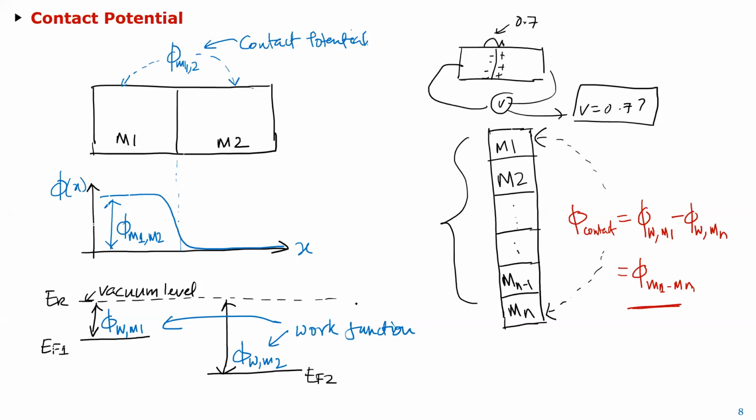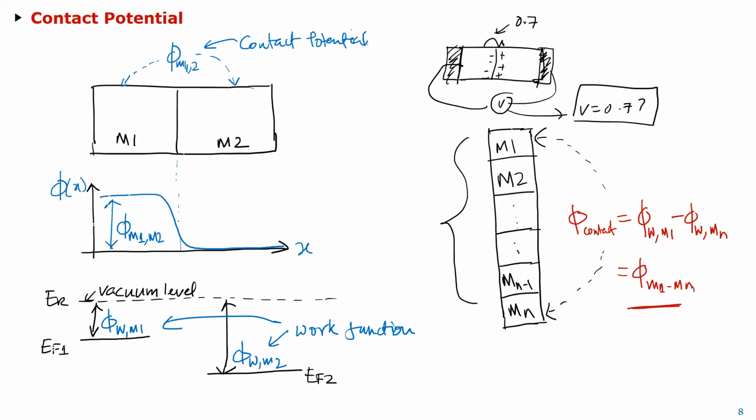Because when we connect the voltmeter, the two contact potentials will form, and they will cancel each other, plus and minus, and ultimately it will become zero. Okay, I think I understand.